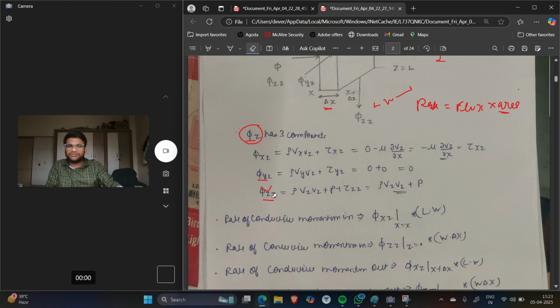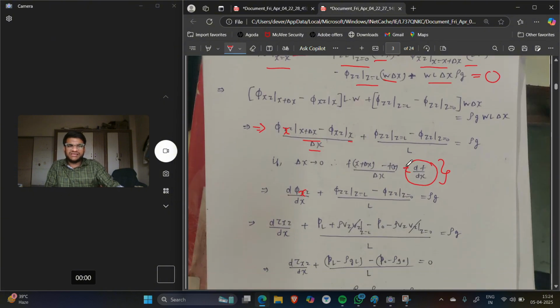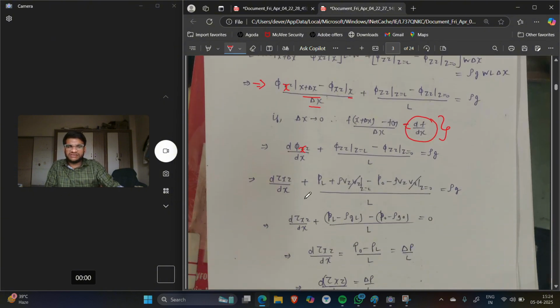So phi xz is what? Tau xz. Tau is what? Shear stress. And x and z are representing what? X representing the motion and z representing the direction of flow. Okay, means the shear stress of z in the direction of x. I hope you understand this. And phi zz is what? Rho vz plus p. So just simply substitute the definition in this equation.